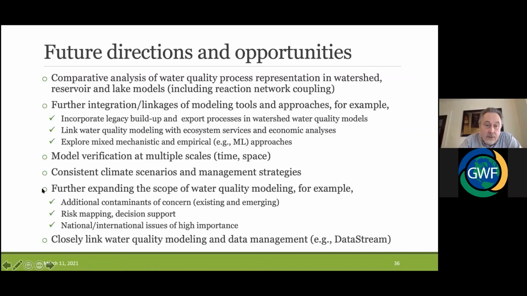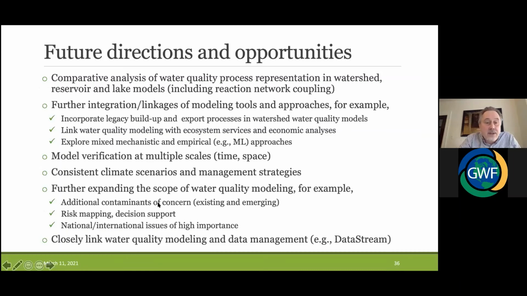We can, of course, further expand the scope of water quality modeling by looking also at additional contaminants of concern, both existing and emerging, to go further into risk mapping and decision support and uncertainty analysis, and then really start addressing also other national and international issues of high importance.